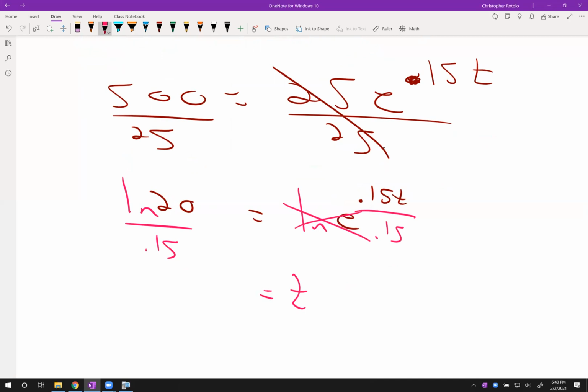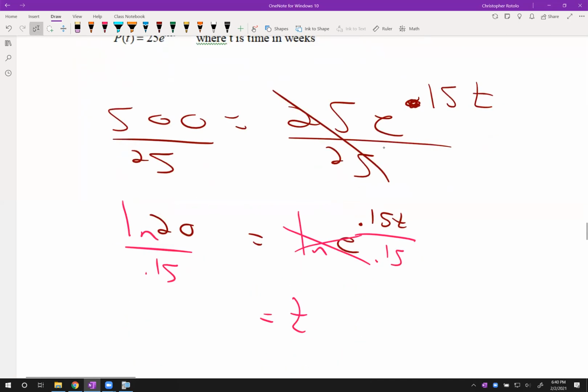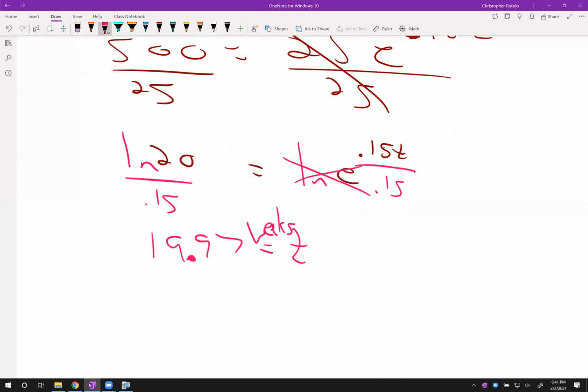So how much time is it going to take for 25? What was this about? Population of bugs. So these 25 bugs are going to turn into 500. How long is it going to take? It's going to take 19.97 weeks because this was all after the equation. Okay, so that's a lot of bugs in about 20 weeks.